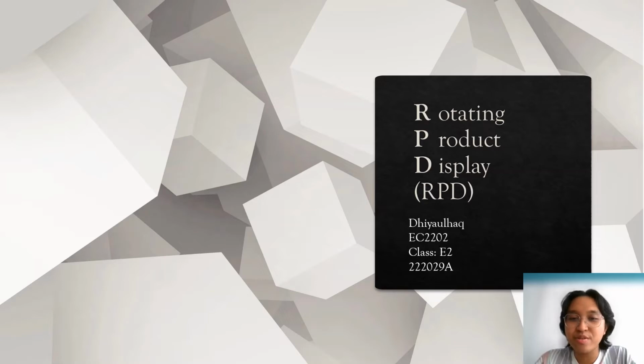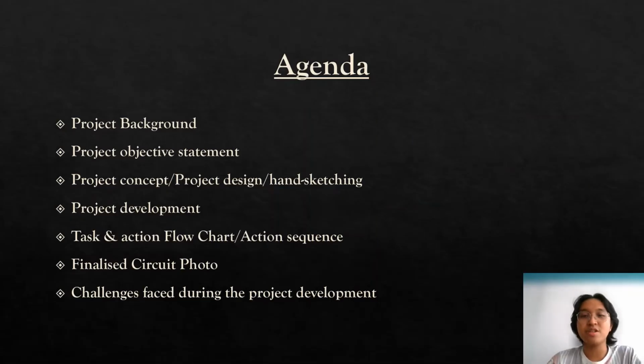Today I'll be showing you my product, which is a rotating product display, also called an RPD. The agenda for this presentation is the project background, project objective statement, project concept, project design and the sketching, project development, the actions of the flow in the flow chart and the action sequence of the code. I will also show the finalized circuit photo together with the challenges that I faced in the project development.